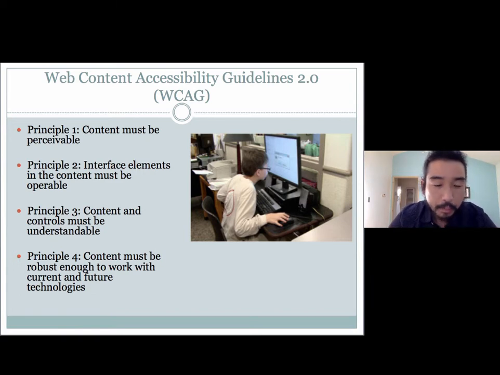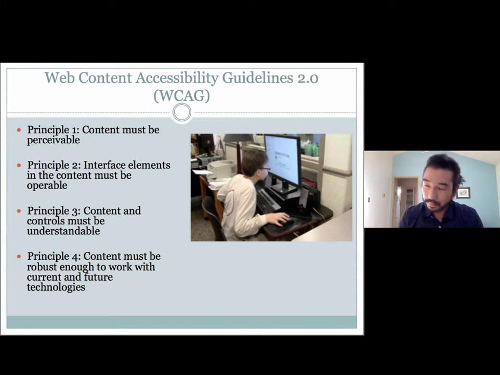All right, so principle number one: content must be perceivable. When you think about that, on a web page, we are allowing blind users, for example, to know what an image looks like. So that includes alt text. Inside of an image HTML tag, you have img src equals, and you also have alt equals, and that is where you can give a description.